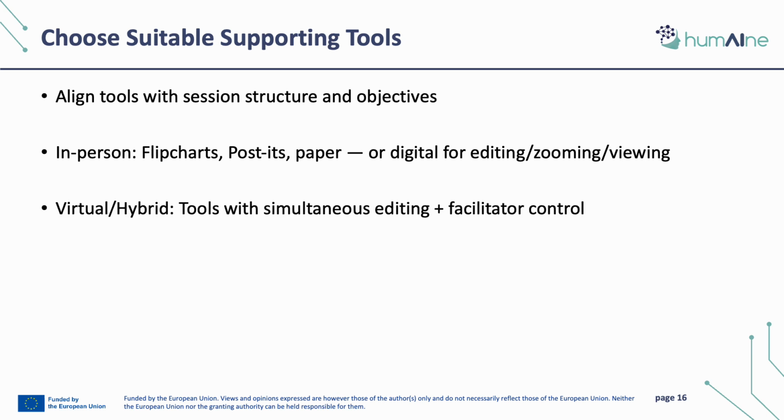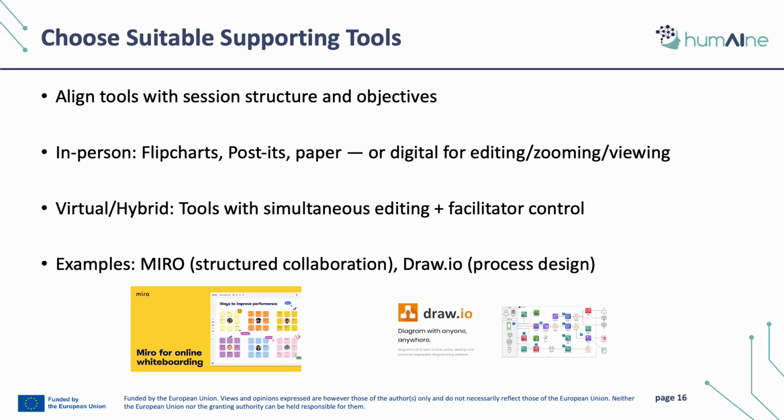For virtual or hybrid formats, digital collaboration platforms are essential. Tools that allow simultaneous editing and give the facilitator control help keep the session organized and interactive. Two examples include Miro boards, which were used in the HumAIne sessions to support structured collaboration, and Draw.io, which is well suited for collaborative process design. By selecting tools that fit both the objectives and the format, you create the conditions for participants to engage effectively.